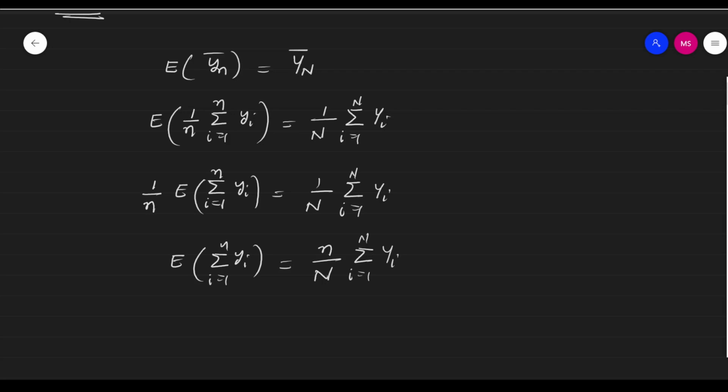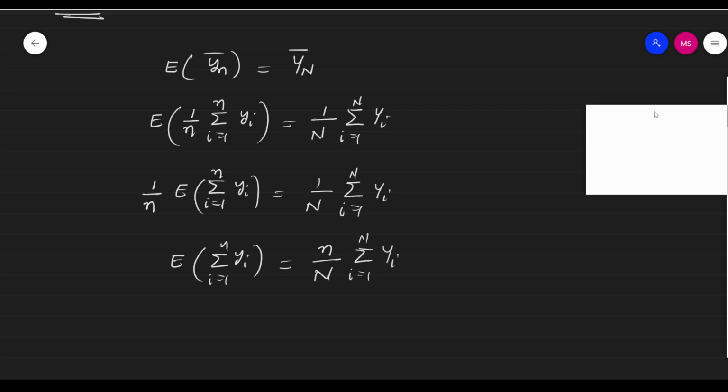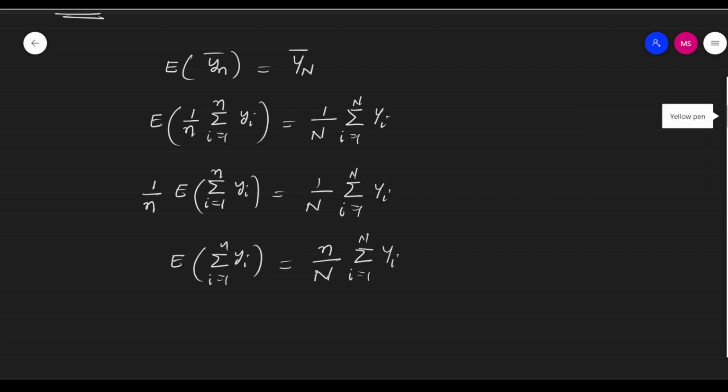Observing here, expectation of summation i running from 1 to n yi is equal to small n by capital N into summation i running from 1 to capital N yi.